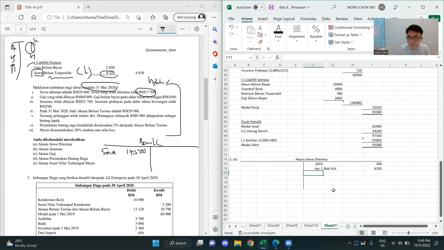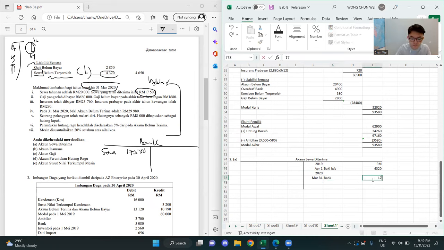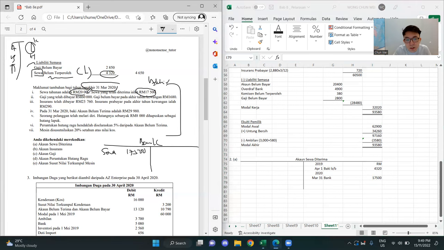So here, 2020, March 31st. Why do I put this? Because this is the last date already. So after 1 year from April 1st, the tahun berakhir is 2020, March 31st. And here I terima from bank $17,500. And then this is a sewa yang sebenar, sewa tahunan. They tell you that the sebenar punya sewa, 1 year punya sewa is 20,000. So this 20,000 is what you have to send to your account untung rugi.